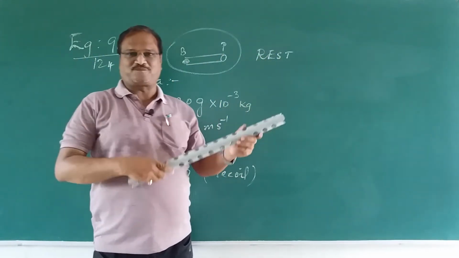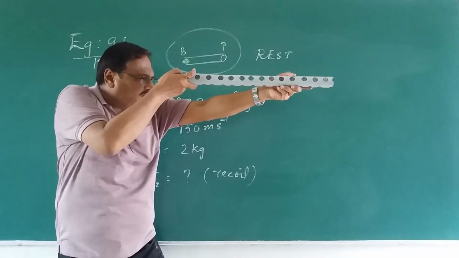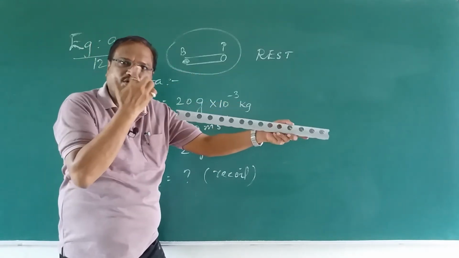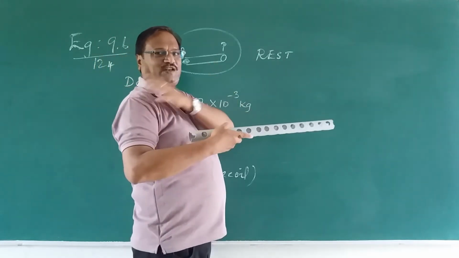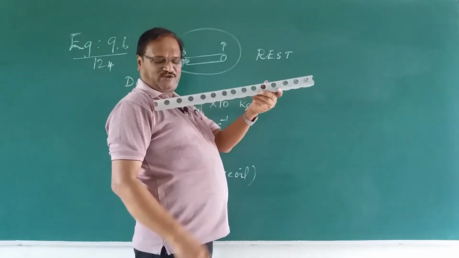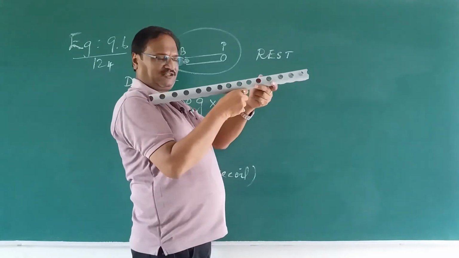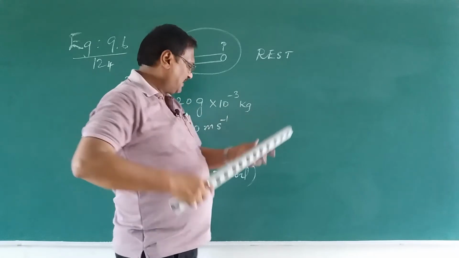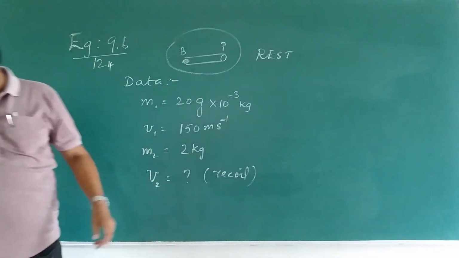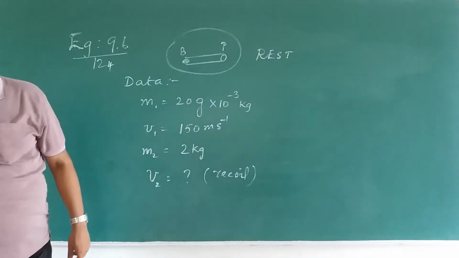It depends on the heaviness of the bullet and pistol system. You can't keep it like this, your nose will break. First they will tell you to keep it on your arms like this and hold it like this. Then when you fire, a little jerk will be there, and that is called recoil.